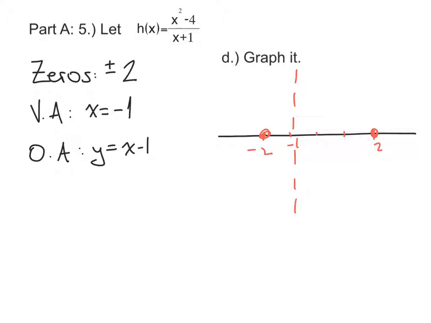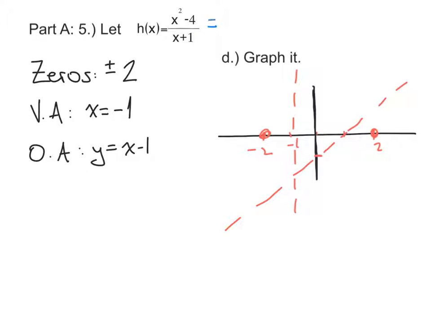Our oblique asymptote is a line y equals x minus 1. So I'm going to need my y-axis. So I'll draw that in at x is equal to 0. Then for the asymptote, I need a y-intercept at negative 1 and a slope of up 1 over 1. So my oblique asymptote will be this diagonal line. Now that the asymptotes are done, I'm going to go back and do a sign chart.